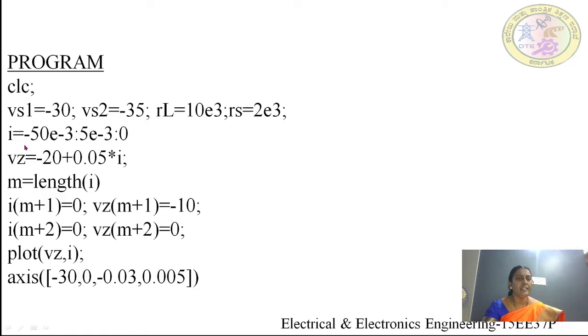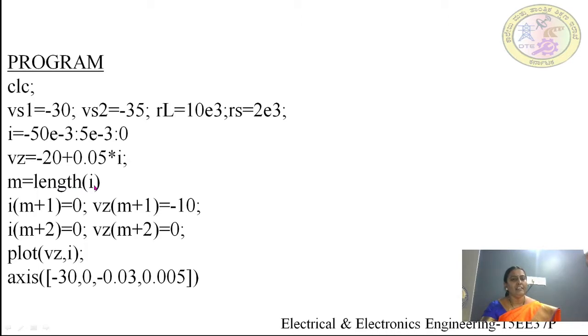So this is the vector, the matrix of I. This matrix of I has to be substituted in the equation of Vz. Vz is equal to minus 20 plus 0.05 into I. After this, let us calculate the length of the I matrix, M is equal to length of I.